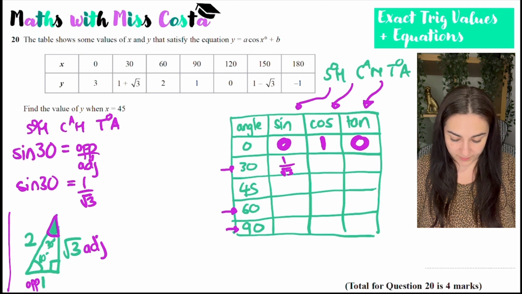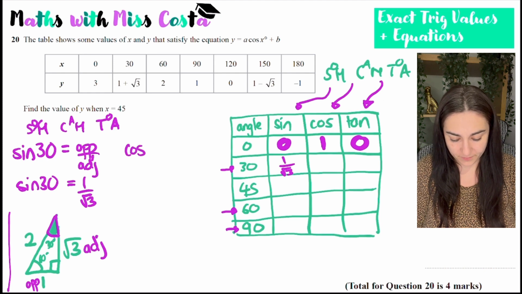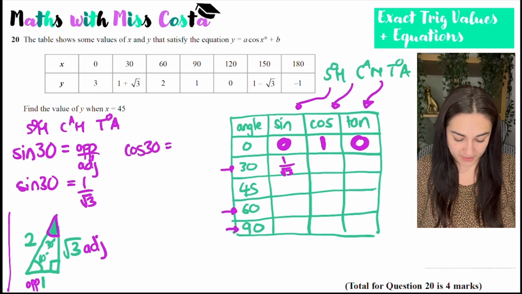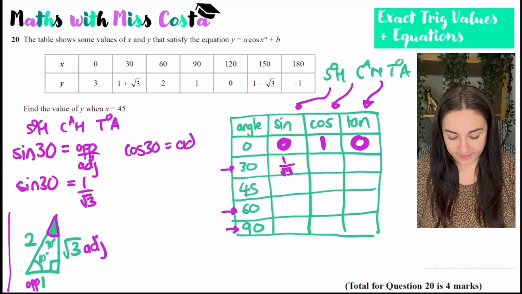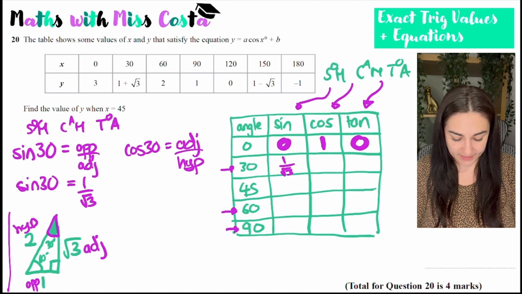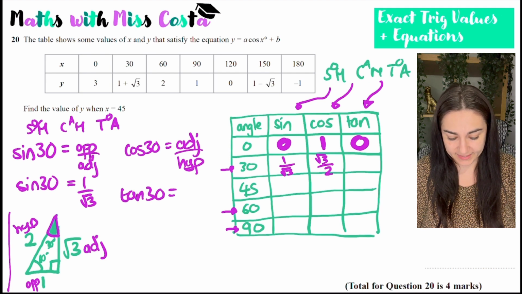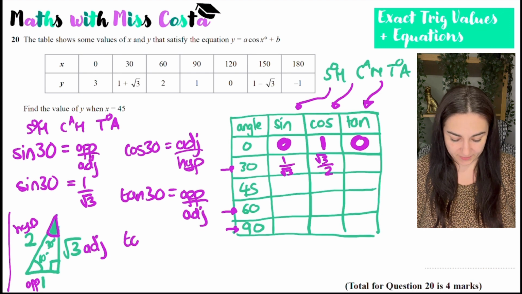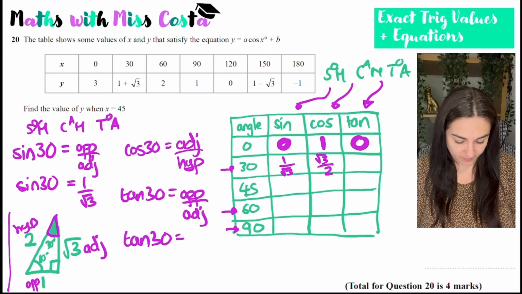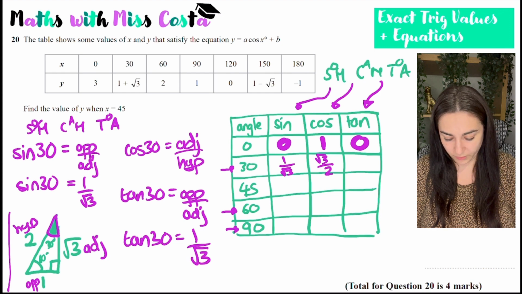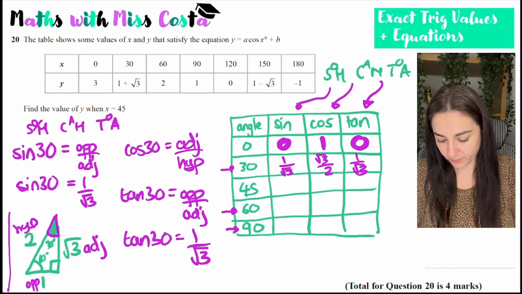Let's do cos actually, the value of cos 30. Cos is adjacent over hypotenuse. So the adjacent is over here, so that would be root 3 over 2. Do the same for tan. Tan 30 is going to be opposite over adjacent, so tan 30 is going to be 1 over root 3.